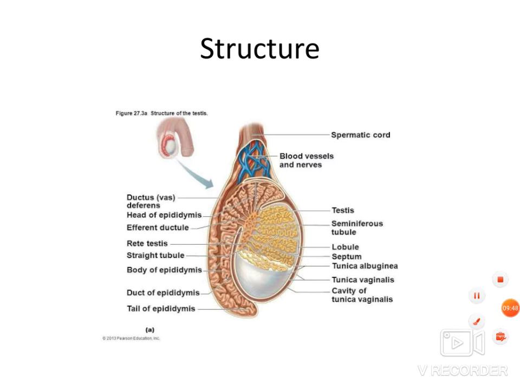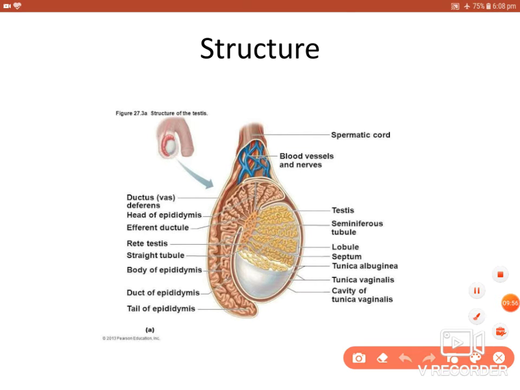Then coming to the structure of the testis. Here in this figure, this layer is the tunica albuginea. When we take a sagittal section, you can see numerous lobules. That means this tunica albuginea is sending septa into the substance of the testis and forming numerous lobules. See, one lobule, another lobule, so numerous lobules.